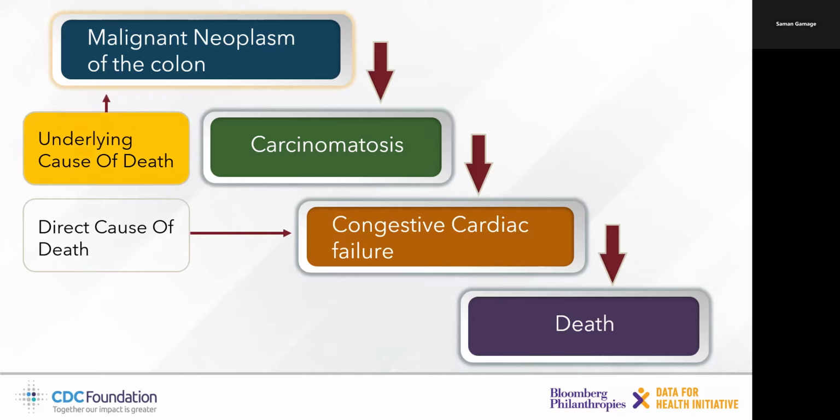So, the underlying cause of death is the initial cause in the sequence directly leading to death, and the direct cause of death or the immediate cause of death is congestive cardiac failure. So, this is a causal sequence, a correctly reported causal sequence.